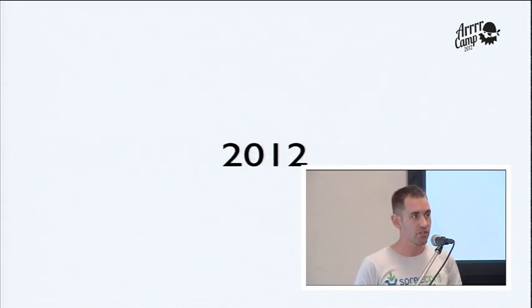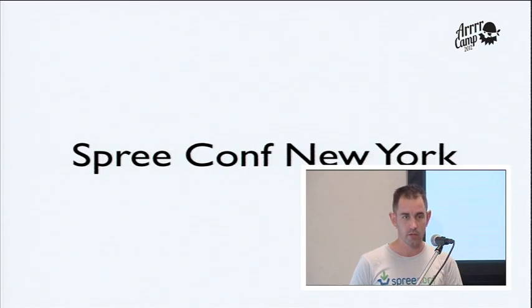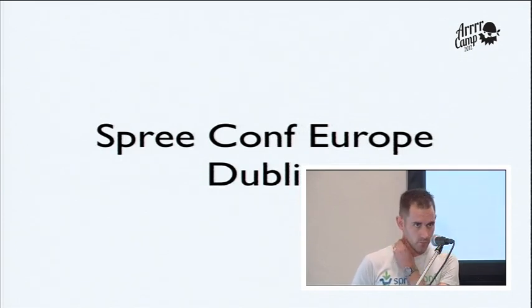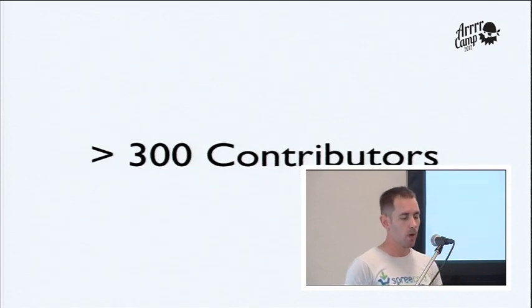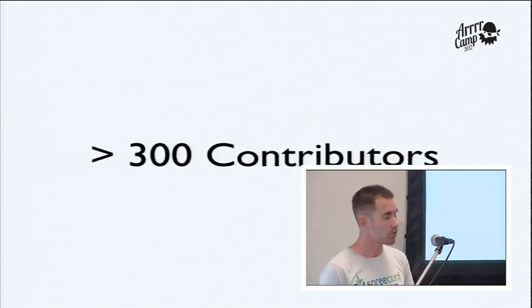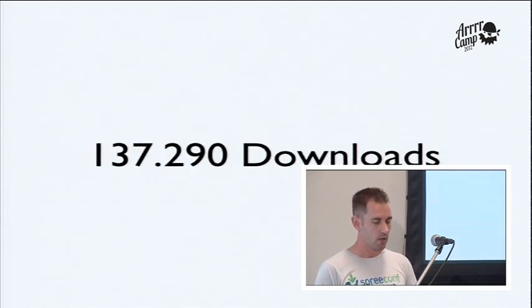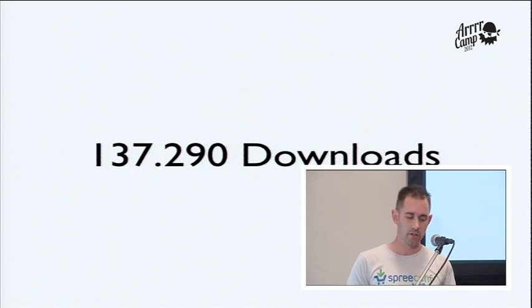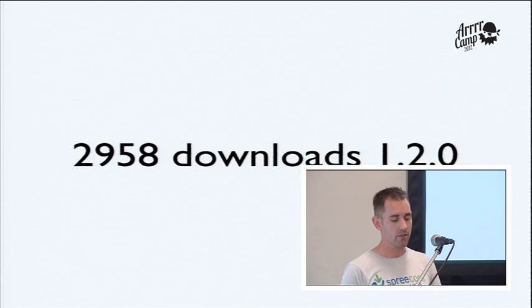Now 2012, it's not over yet. We had 2 conferences. SpreeConf New York was amazing to be at. A few weeks ago we had a SpreeConf in Dublin. At the moment there are more than 300 contributors on the Spree GitHub page. And this is a snapshot from like 2 hours ago: 137,290 downloads on RubyGems, and almost 3,000 downloads for the latest version, 1.2.